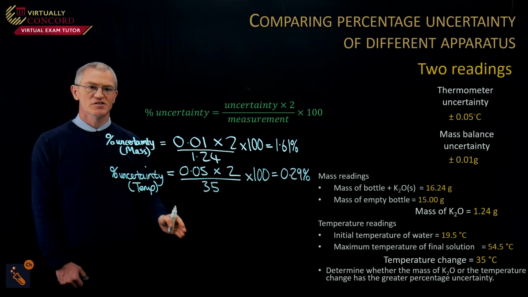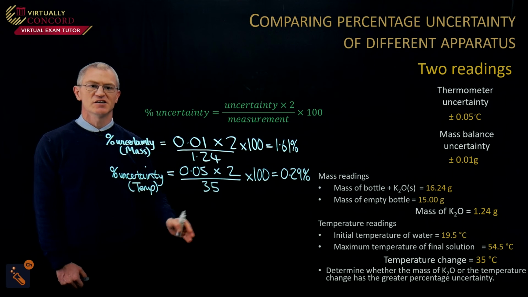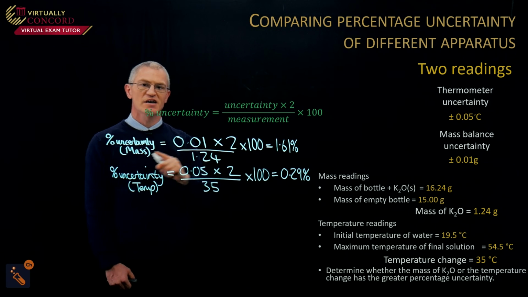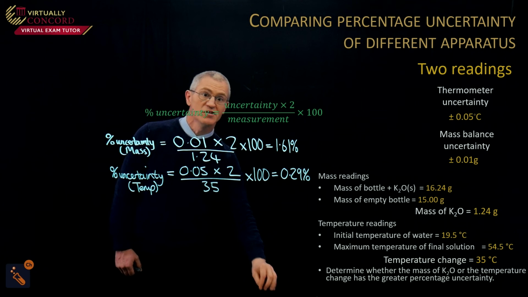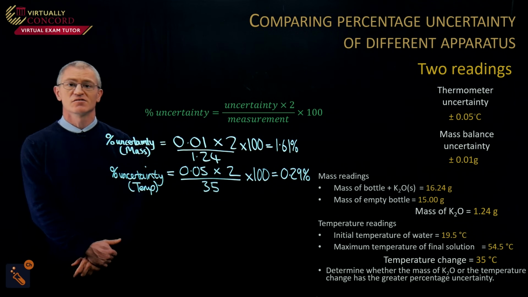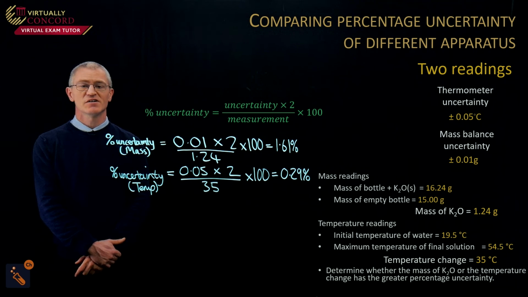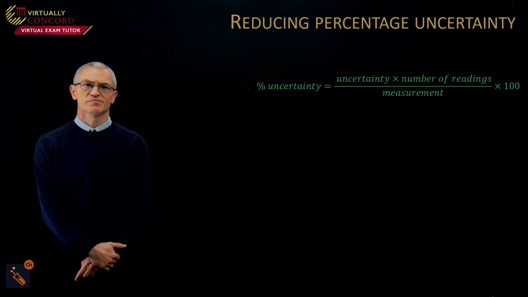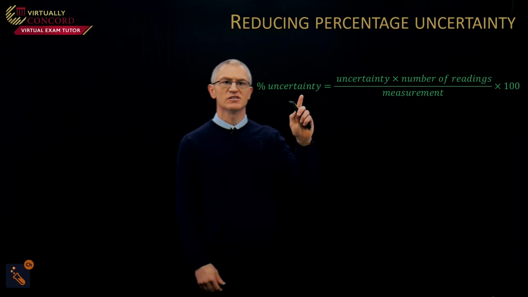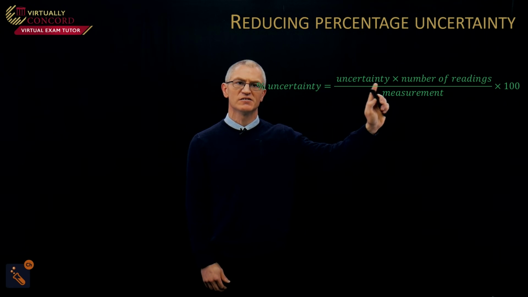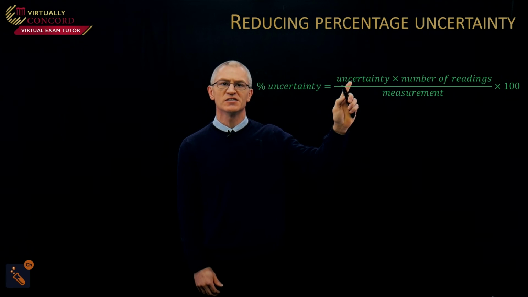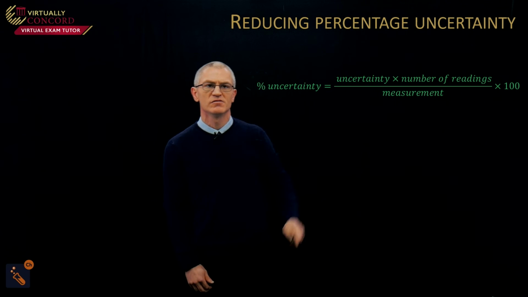So if we're going to determine whether the mass of the potassium oxide or the temperature change has a greater percentage uncertainty, we can see that the mass reading is 1.61 and the temperature change is 0.29. Therefore the mass reading has a far higher effect on percentage uncertainty. We're now going to talk about the last question, which is reducing the percentage uncertainty. You need the equation for that, and you'll see that it is calculated with the uncertainty divided by the measurement. So if we want to reduce the percentage uncertainty, we need to change the uncertainty or the measurement.